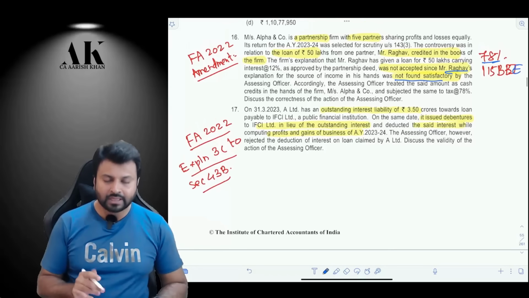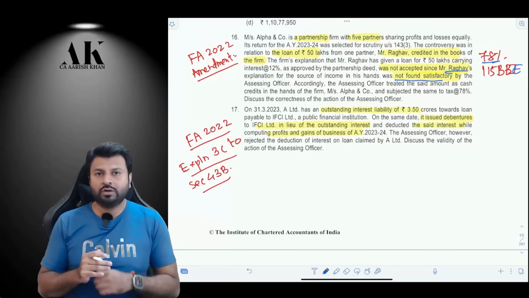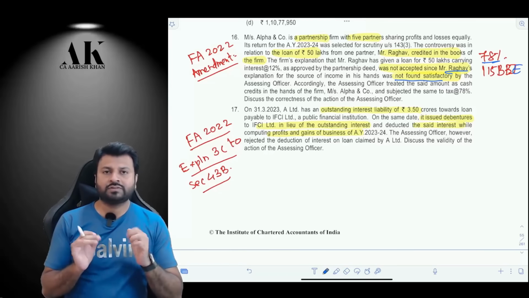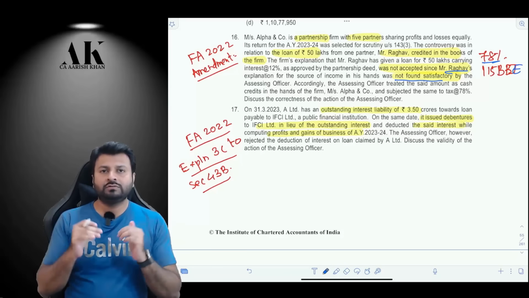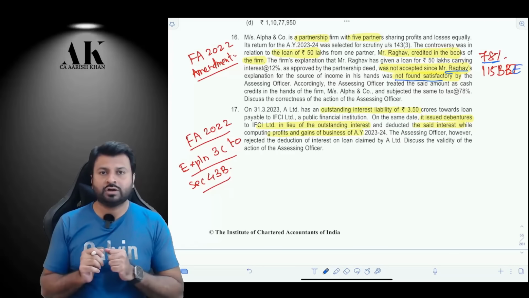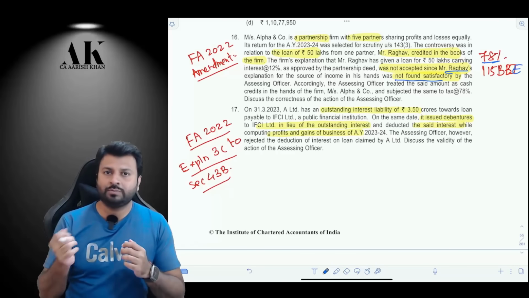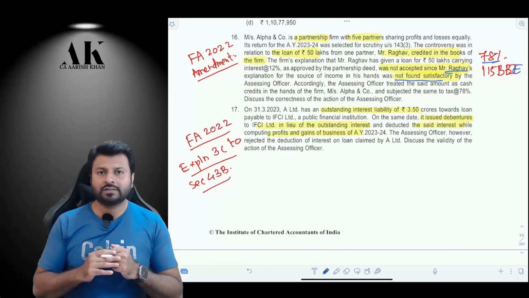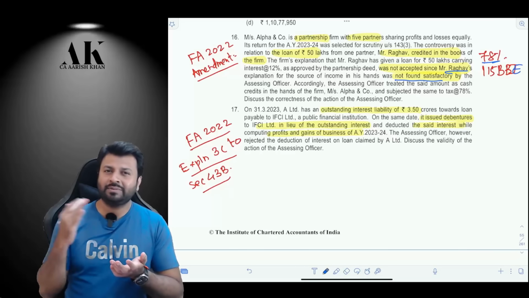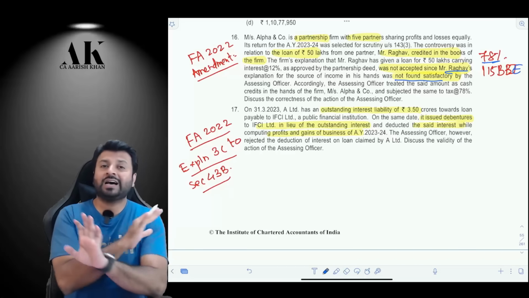Question number 17. This is also based on the Finance Act 2022 amendment. Very important amendment. It is very clearly written in the provision of section 43B, which says that if you take a loan from a financial institution and if there is an outstanding interest, then that outstanding interest is not allowed as deduction unless and until you make the actual payment. Now, can I convert that outstanding interest into a new loan and take the deduction? The answer is no. Can I convert that outstanding interest into a debenture or any other security and take the deduction? The answer is no.